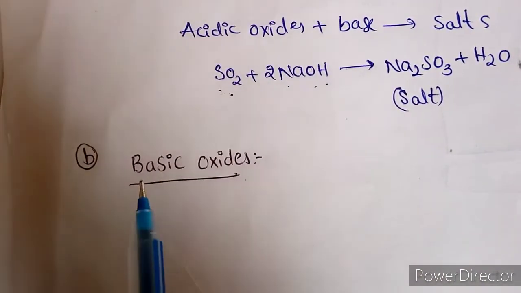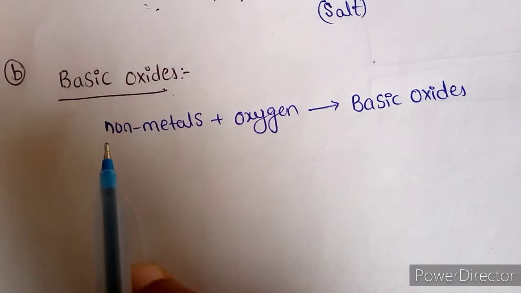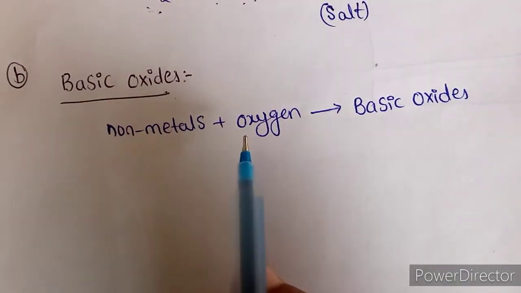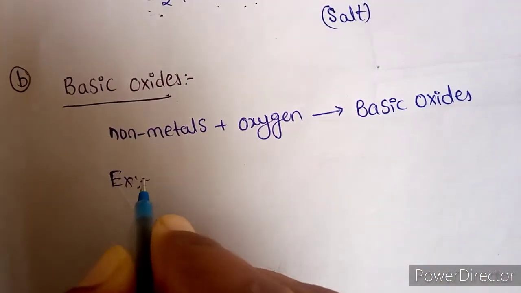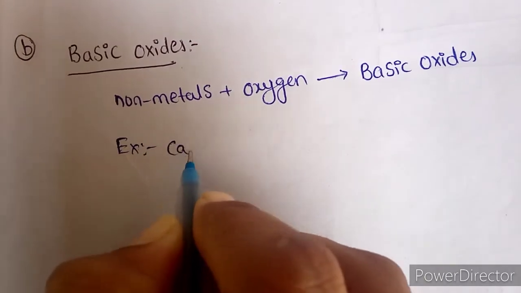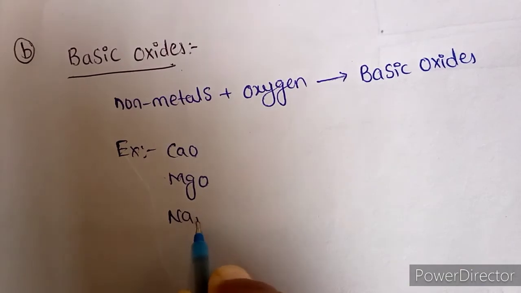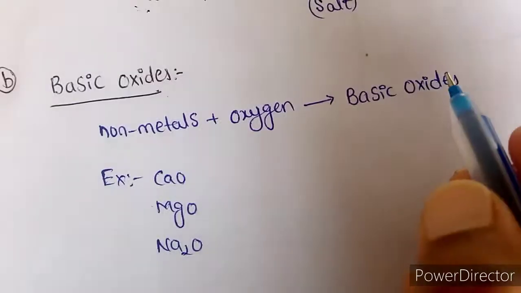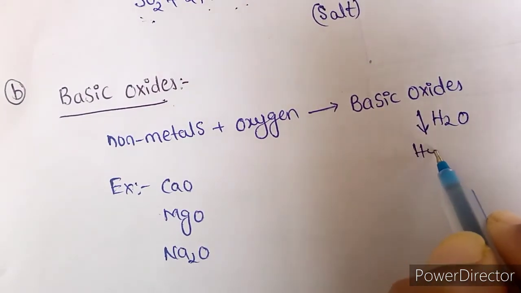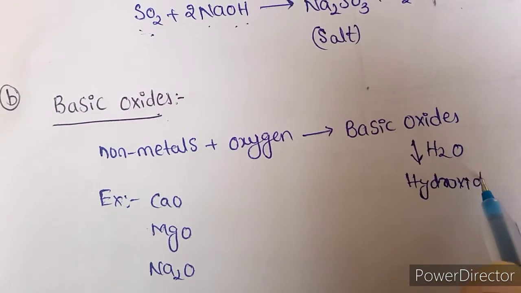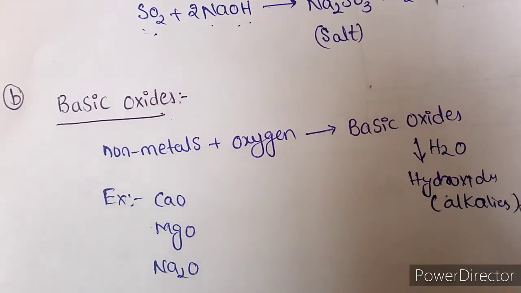Next we will move on to basic oxides. These are formed when metals react with oxygen. Sorry, it is not non-metals. These are metals. With oxygen they produce basic oxides. Examples of basic oxides are calcium oxide and magnesium oxide. Calcium reacts with oxygen to form calcium oxide, magnesium with oxygen forms magnesium oxide, and sodium with oxygen forms sodium oxide. And when we treat these basic oxides with water, they produce hydroxides or bases. They are also called alkalis.